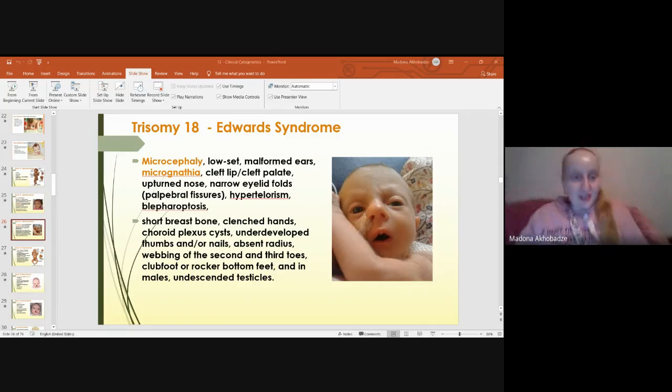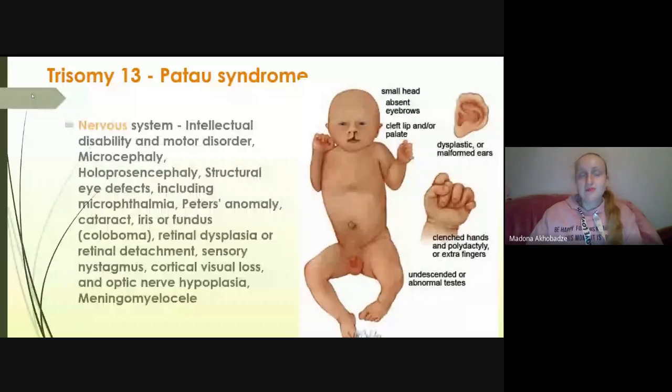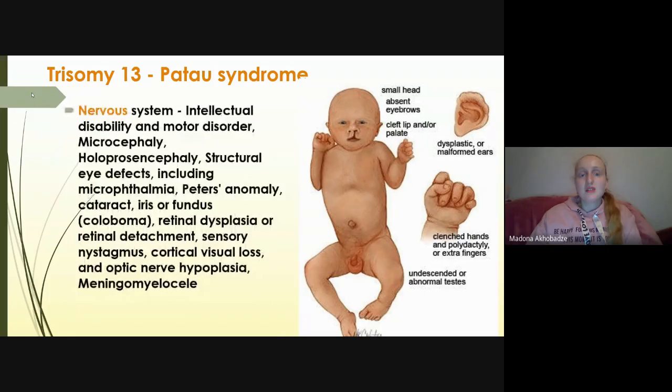Okay, guys, welcome back. Let's go on with Patau syndrome. So this is one of the other reasons for mental retardation, and it is the trisomy of the 13th chromosome. It usually includes the nervous system, including intellectual disability, motor disorder, microcephaly, eye defects, retinal dysplasia, blindness, and so forth. They have a small head with a flat occiput.